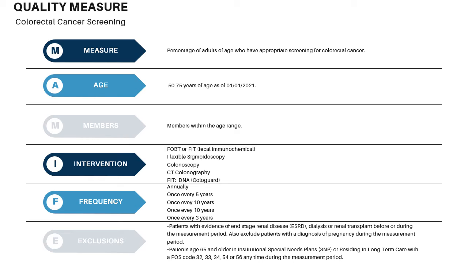Patients with evidence of end-stage renal disease, ESRD, dialysis, or renal transplant during or before the measure year are excluded from the measure. Additionally, patients who are pregnant during the measure year are also excluded.